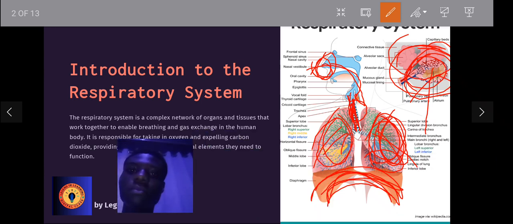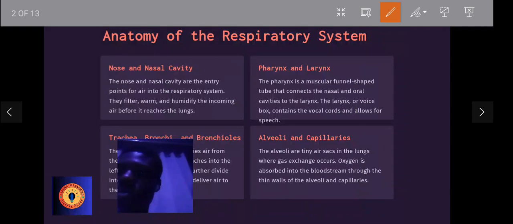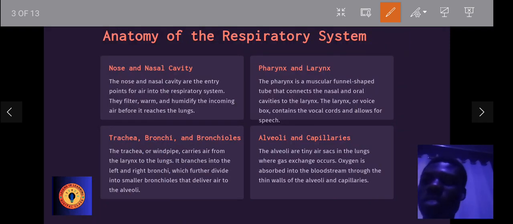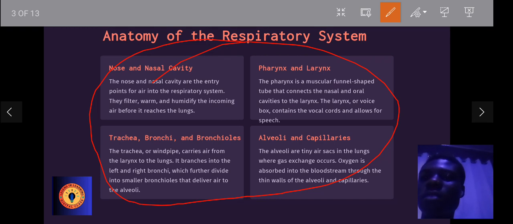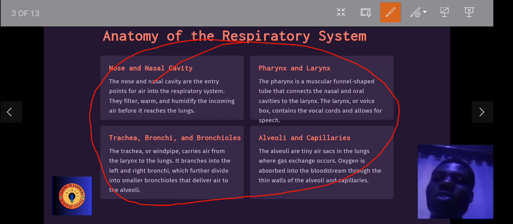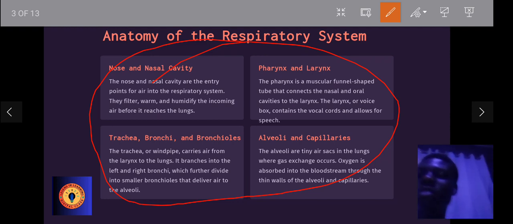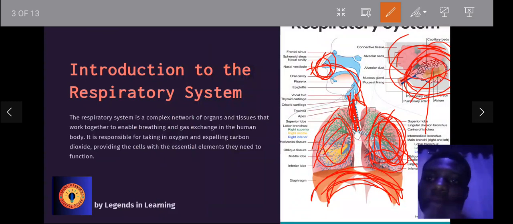We move on to the anatomy of the respiratory system. The respiratory system consists of these major parts: the nose, the nasal cavity, the pharynx and the larynx, the trachea, the bronchi, the bronchioles, the alveoli, and then the capillaries. So let's look at the diagram here.